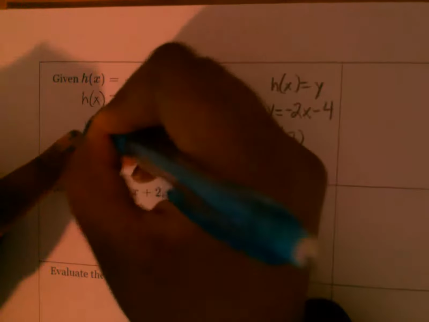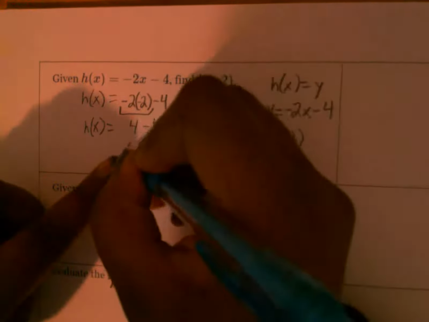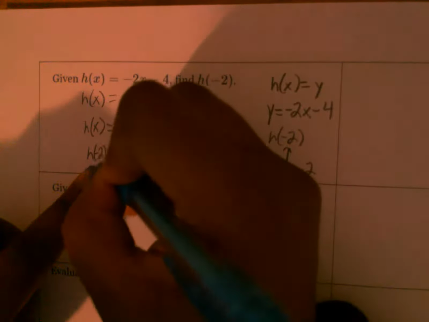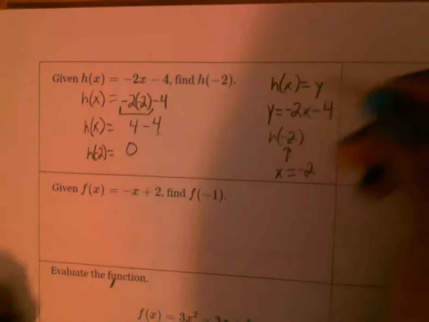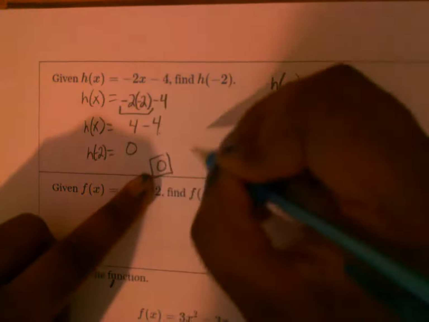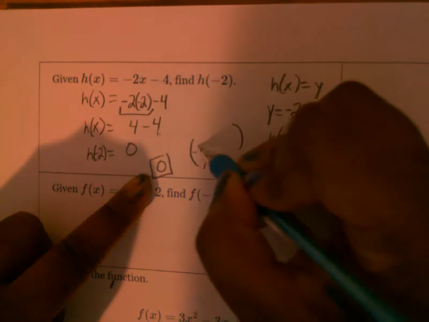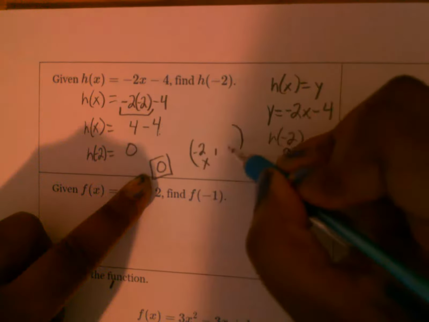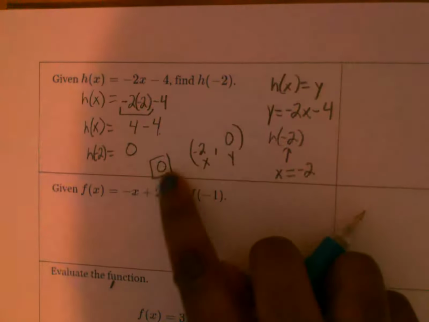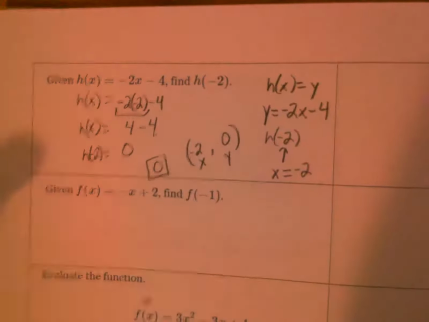And again, h of x is equal to 0 here. 4 minus 4 is 0. So your h of x, or h of -2, is equal to 0. So you would type in the answer 0. If you were to write this as an ordered pair, remember x was given, that's -2, and your y value is 0. But for this case, all they want you to do is type in what the y is equal to, which is going to be 0.